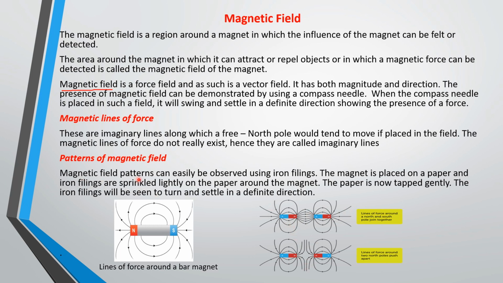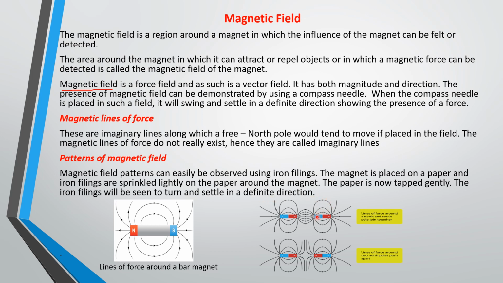So magnetic field patterns can easily be observed using iron filings. The magnet is placed on a paper and iron filings are sprinkled lightly on the paper around the magnet. The paper is now tapped gently. The iron filings will be seen to turn and settle in a definite direction.